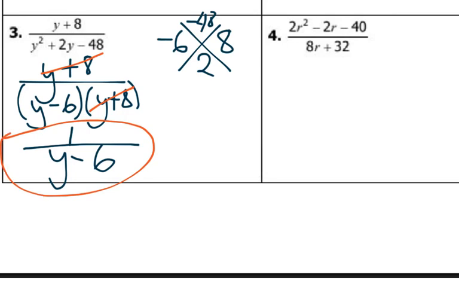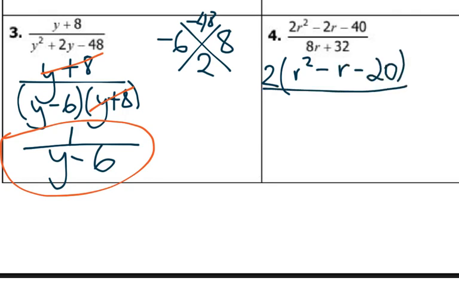In example number 4, we have the reverse. We have a trinomial in the numerator and a binomial in the denominator, so we're going to factor anything we can. If you look at the trinomial in the numerator, this trinomial has a common factor of 2. So the greatest common factor is 2. We should factor it out. So it's r squared minus r minus 20 divided by, if you notice, there's a greatest common factor for 8r and 32, which is 8, which will leave me with r plus 4.